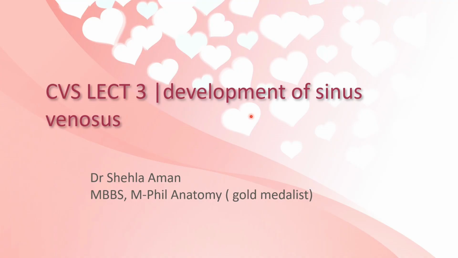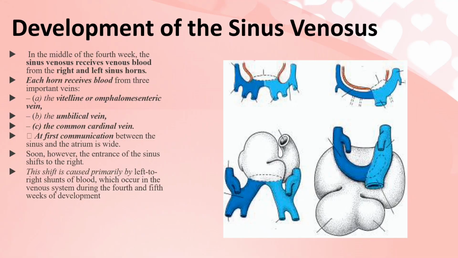Today we are going to discuss the development of the sinus venosus. So, sinus venosus: in the middle of the fourth week, the heart receives venous blood from both the right and left sinus horns. In this diagram, you can see this is the right sinus horn and this is the left sinus horn, and the heart receives its blood supply from both of these horns.